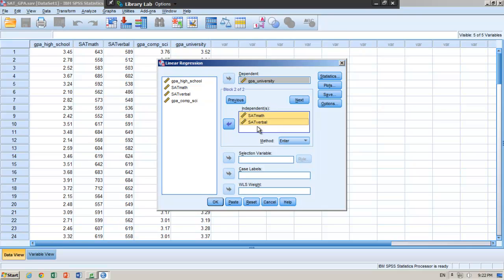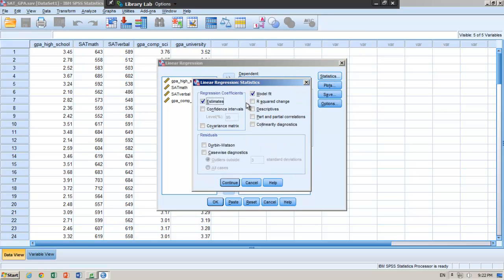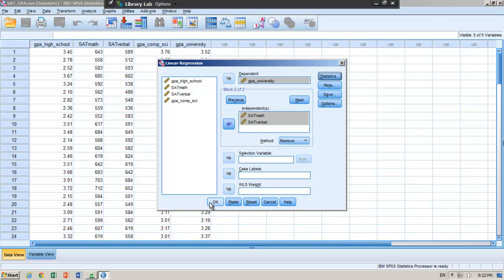And now in the second step, in the second model, instead of entering them into the regression, we're going to remove them. Then for our purposes in this class, the only other thing we need to do is under statistics, select R-squared change. For now, that's the only thing we're going to need. Hit continue. Then at that point you can hit OK and everything should be set up.